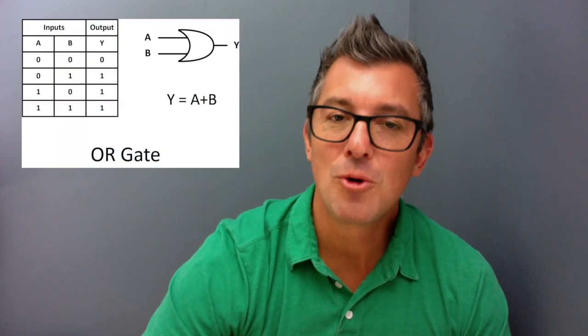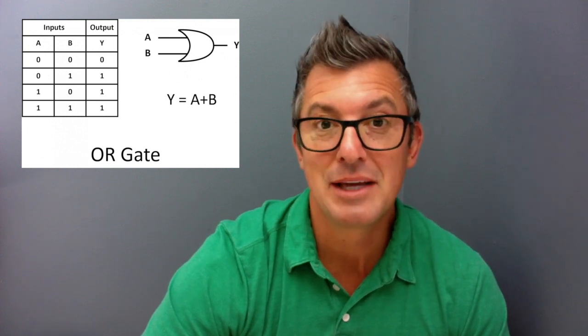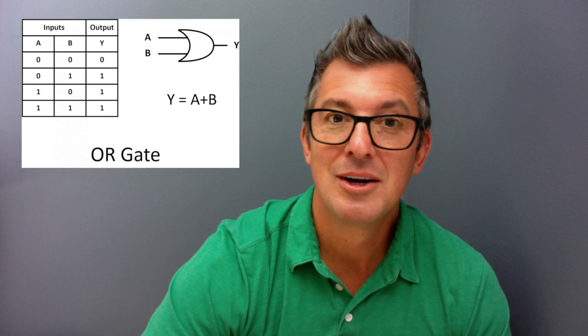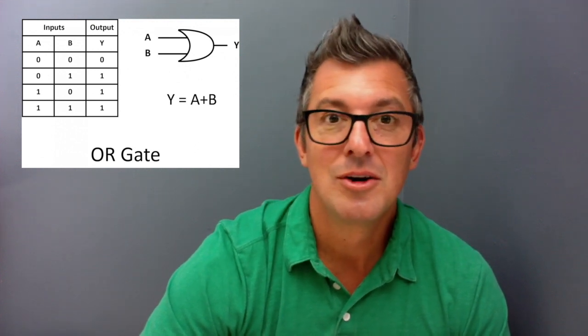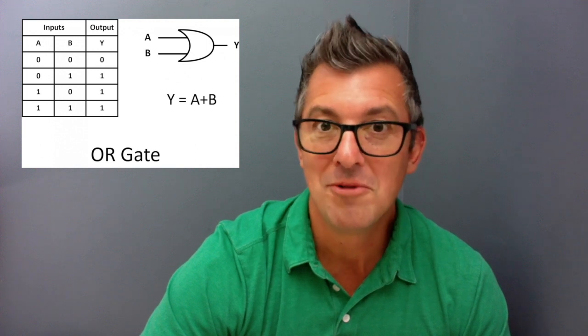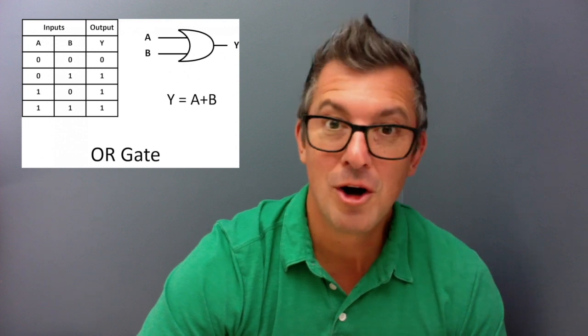Now let's look at the OR logic gate. Off or off gets off. Off or on gets on. On or off gets on. And on or on gets on. Now you can see the difference between the two. For AND you need both on to get an on, but for OR you just need one on to get an on.